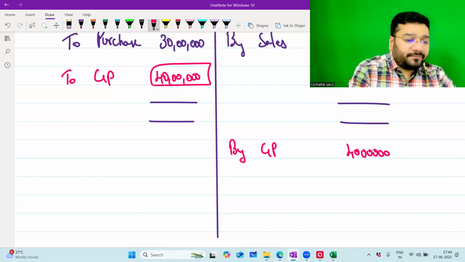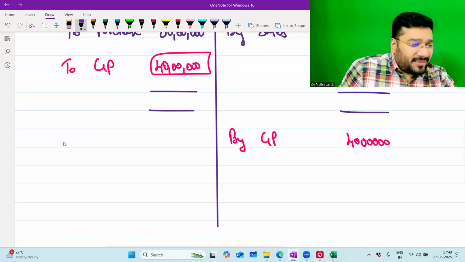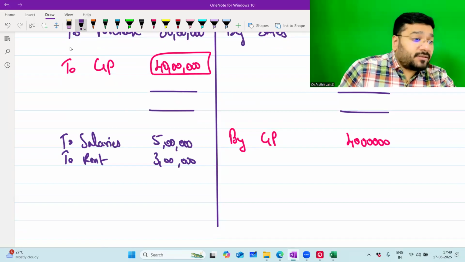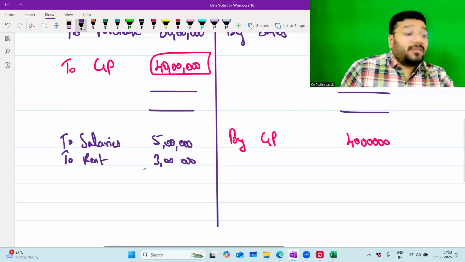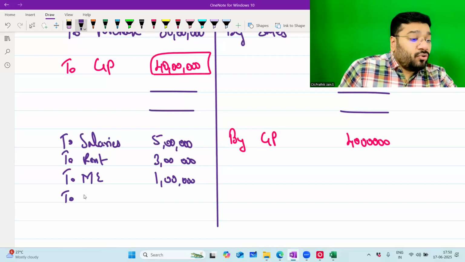Any problem? No problem. Apart from this, business will have other expenses. What expenses? Sir, salaries. Okay. Salaries 5 lakh. Rent is there. Rent 3 lakh. What else? Sir, marketing charges. So marketing expenses 1 lakh. Then administration expenses. There are multiple admin expenses.